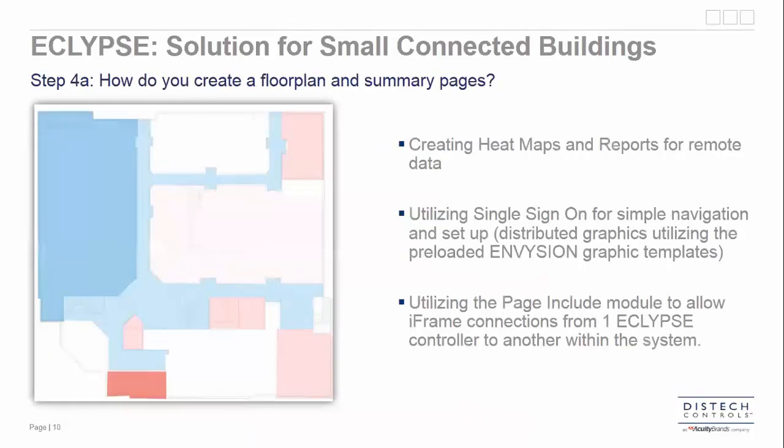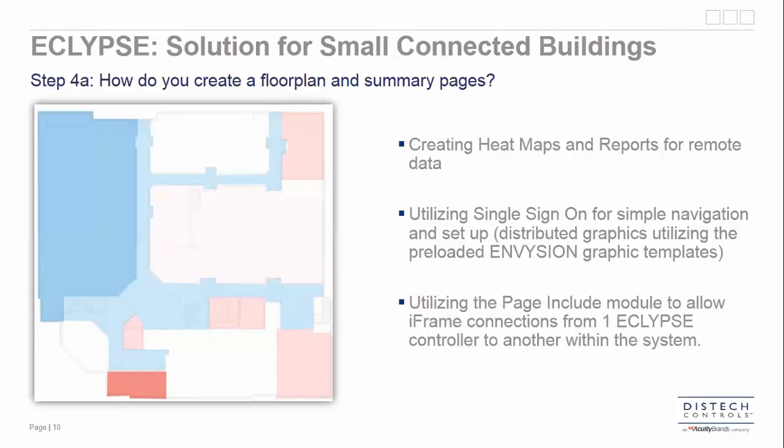And so how do we create a floor plan and summary pages? If we're using SSO and we're going to create iframes to be able to see all of our distributed graphics, we've got to be able to bring some relevant data back into our main controller so we can see things like a heat map or summary pages, or if we want to use something like DVR in the main controller. So what we'll do is utilize single sign-on for the navigation.